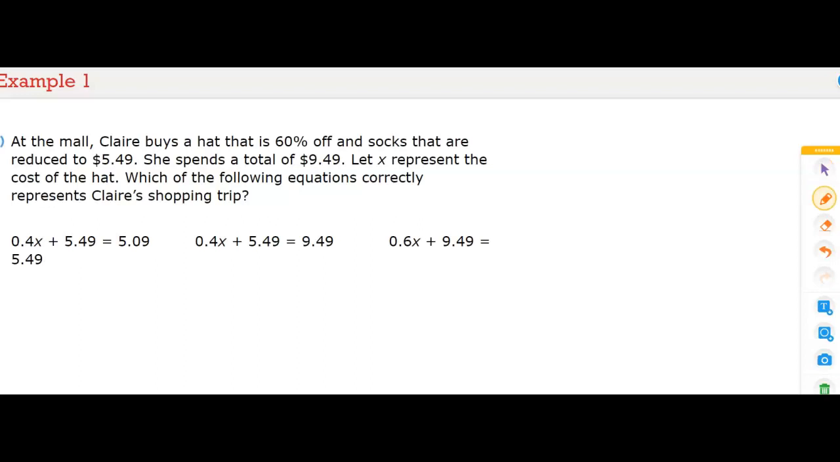All right, let's look at the important information from this problem. First, Claire buying a hat that is 60% off is definitely important. And socks that are reduced to $5.49. She spends a total, very important information, of $9.49. Let X represent the cost of the hat. Which of the following equations correctly represents her trip? So we've underlined and identified our important information.